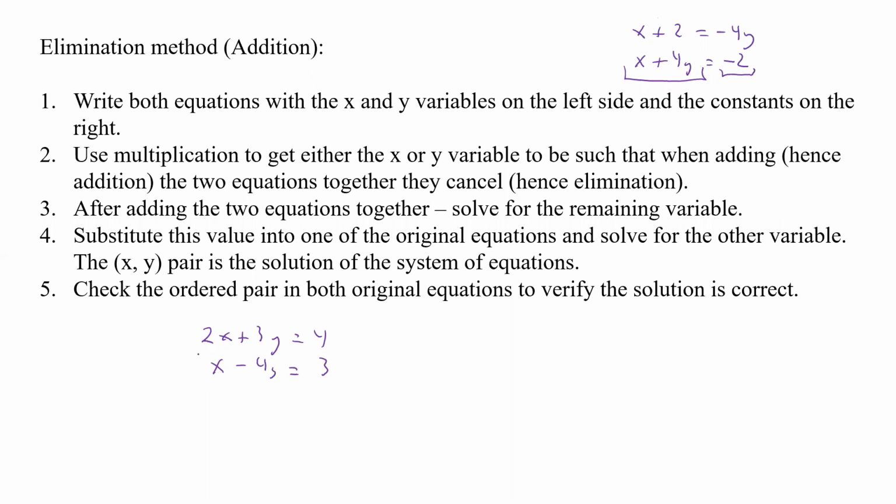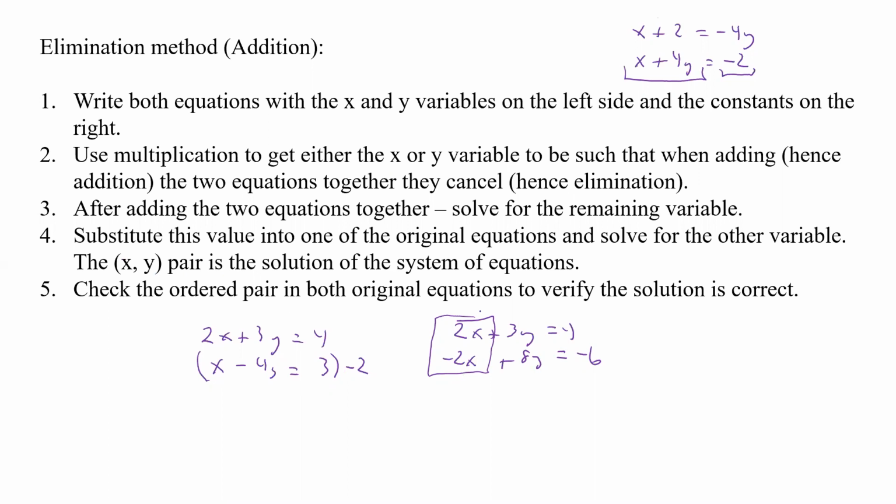And if I take this equation times a negative 2, then I'm going to have 2x plus 3y equals 4, and here I'm going to have a negative 2x plus 8y equals negative 6. And notice, when we add those two together, they cancel, and all we're left with is the y's. And so that's kind of the thing here. We're eliminating the x's, hence elimination, but when we add them, we get rid of the x's, hence the addition.